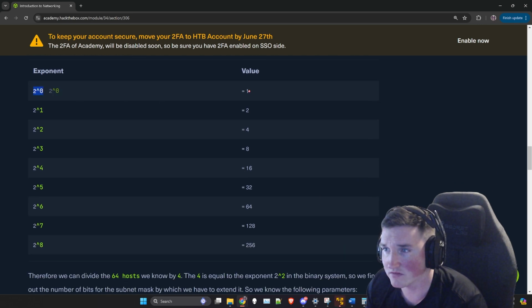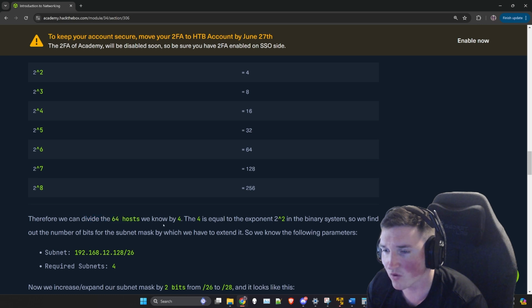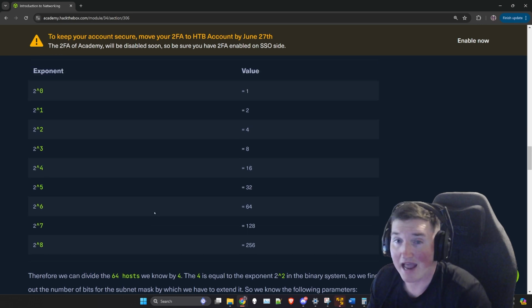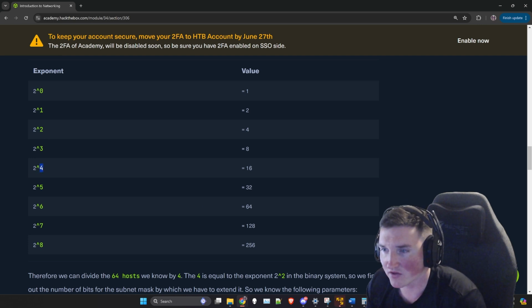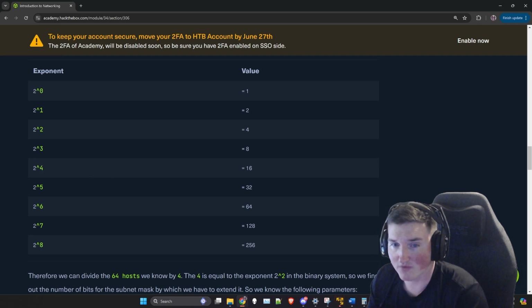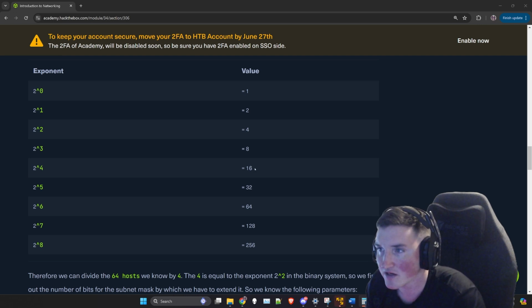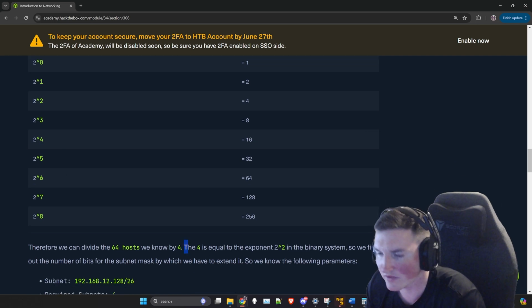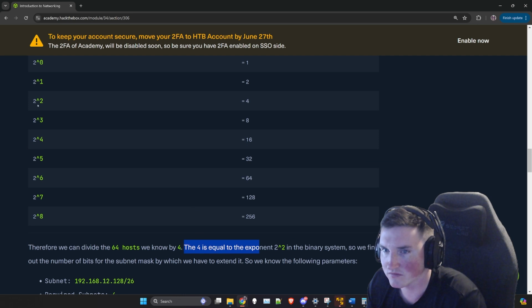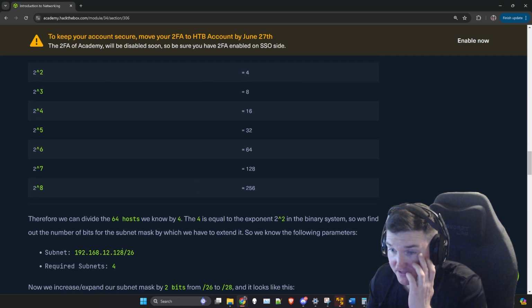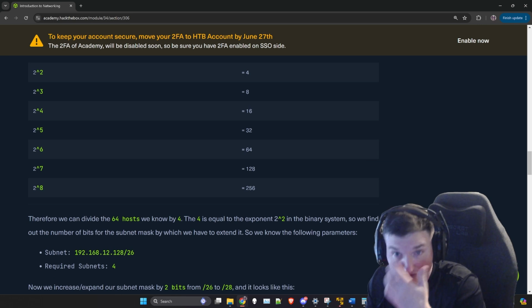So we can divide the 64 hosts by 4. What they're saying is, how many can it divide by, right? Well, 64 can divide by a lot, but they're saying they're going to divide it by 4, because 64 evenly divided by 4 equals, and you can do the math, 16. So if we have 16 hosts, there's your 4, right? What that means is the 4 is equal to this, right? So we find out the number of bits for the subnet mask, which we have to extend.